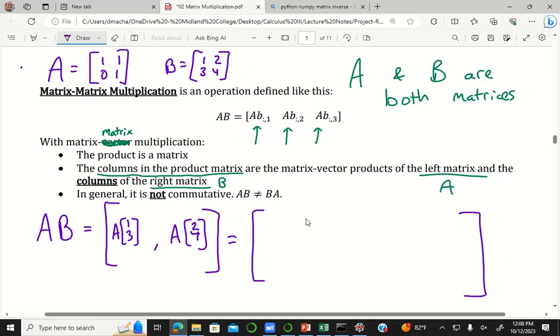So in the upper left corner, the first entry is going to be 1 times 1 plus 1 times 3. The upper right corner entry is going to be 1 times 2 plus 1 times 4. The bottom left entry is going to be 0 times 1 plus 1 times 3. And then the bottom right entry is going to be 0 times 2 plus 1 times 4.